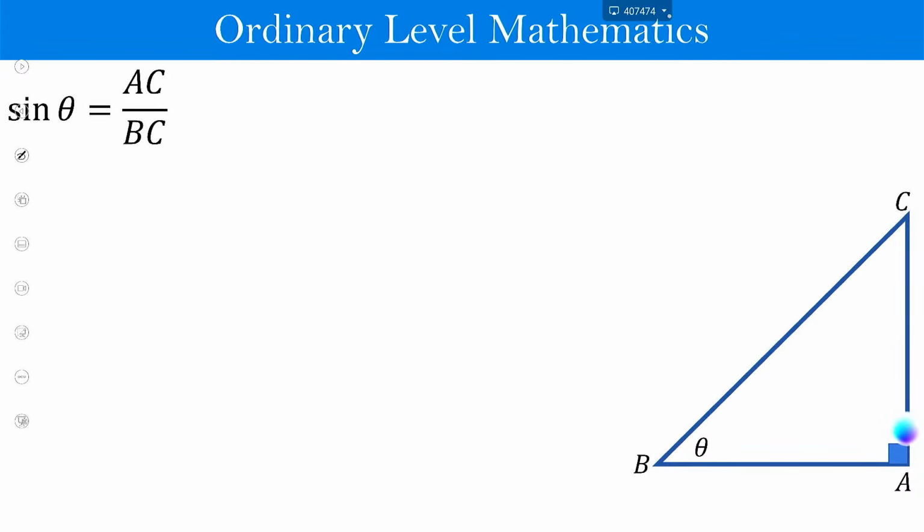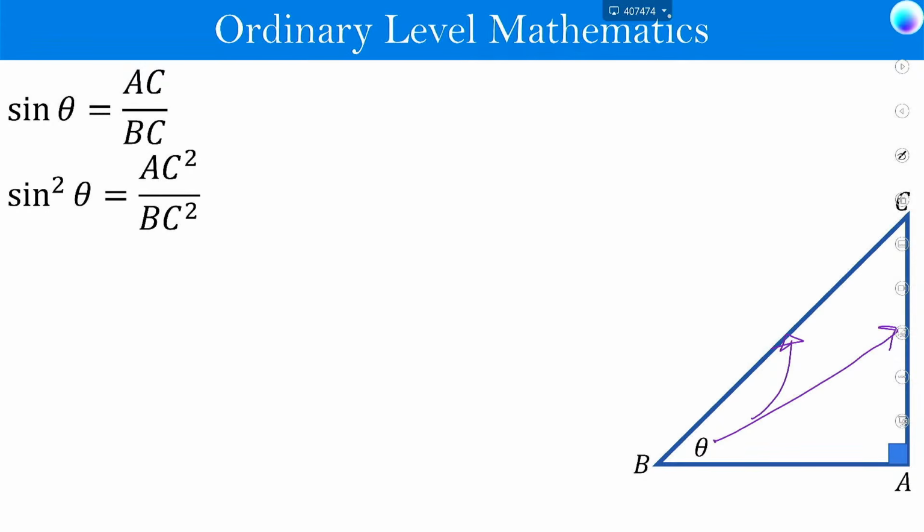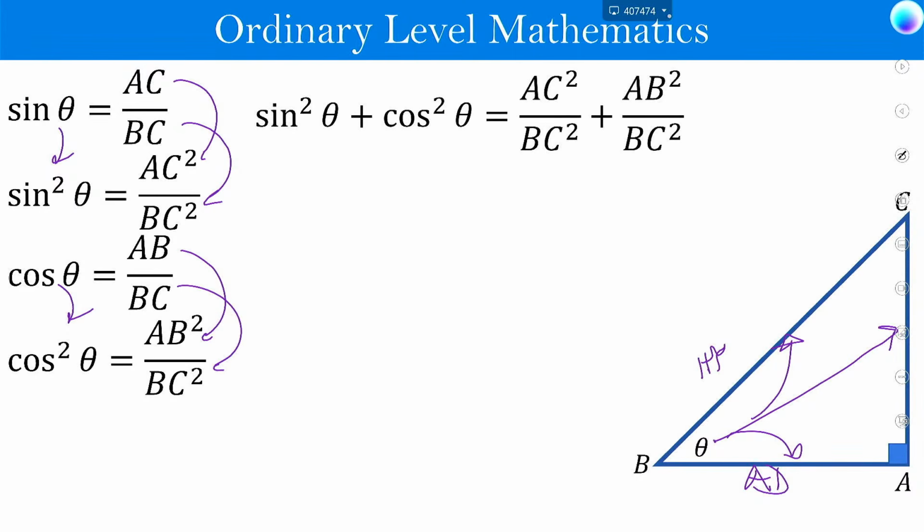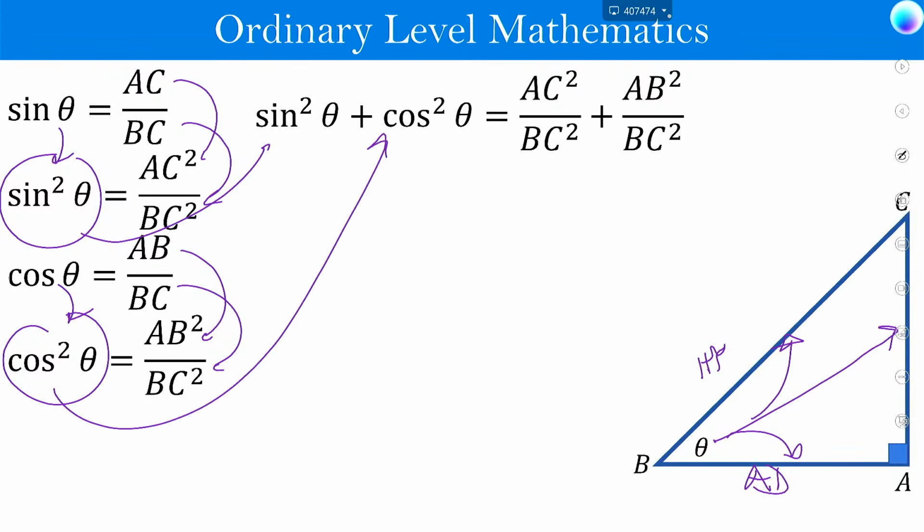Right. So we know sine theta from the equation. Sine means opposite over hypotenuse, AC over AB. So for sine squared, we square this and this, and cos theta is adjacent over hypotenuse, right? So we square this again, and what I do is add them. Sine squared plus cos squared, and this component comes here, this component comes here.